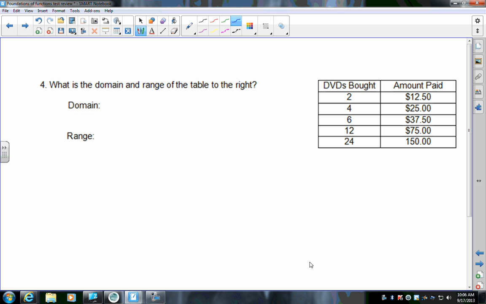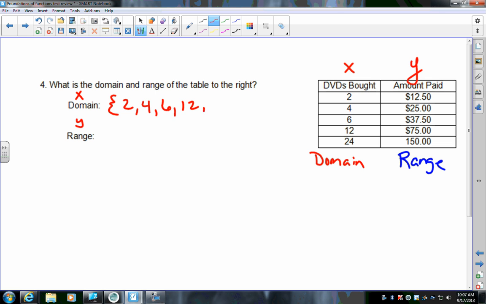Number 4, it gives us a table and we just have to write the domain and range. We have to remember that domain is X, range is Y. So the number of DVDs bought is my domain. That amount paid is my range. So when I go to write my domain, because it lists specific numbers, 2, 4, 6, 12, and 24. They're not in between those numbers or certain ones. And actually, this data is discrete.